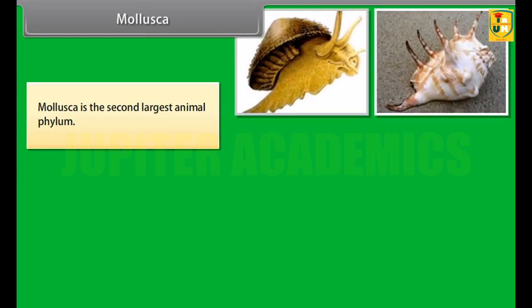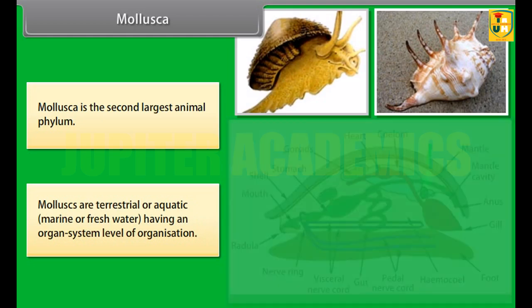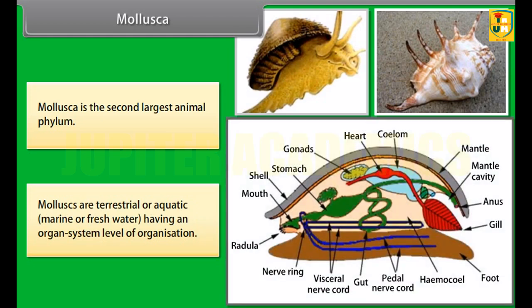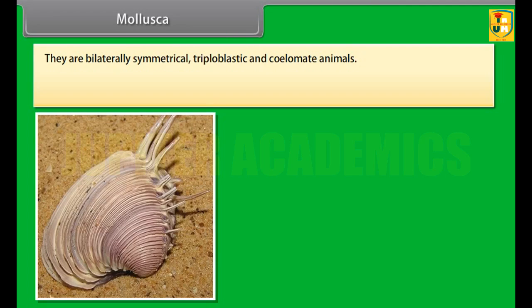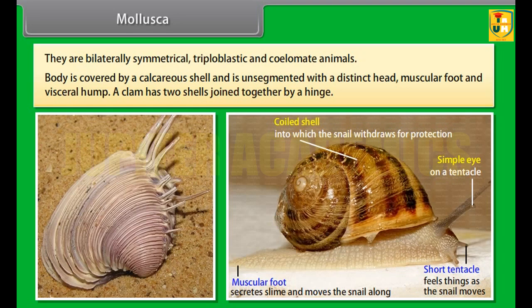Mollusca. Mollusca is the second largest animal phylum. Mollusks are terrestrial or aquatic, marine or freshwater, having an organ system level of organization. They are bilaterally symmetrical, triploblastic and coelomate animals. Body is covered by a calcareous shell and is unsegmented with a distinct head, muscular foot and visceral hump.